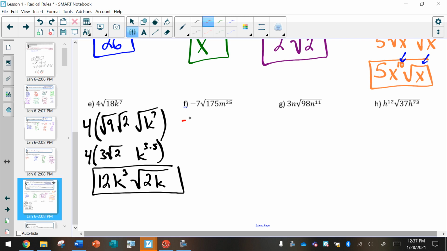All right, a lot to take in. So we have negative 7. We're going to simplify the 175. So if you need to go to your calculator, then do that. But it's going to be 25 times 7 is 175. And then if I do 25 divided by 2, we're going to get 12.5. That's the exponent.